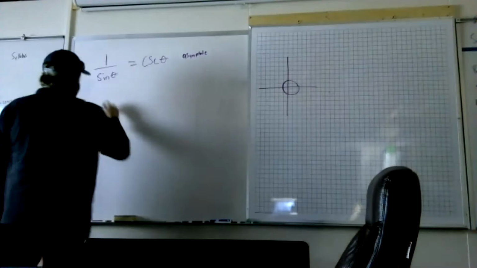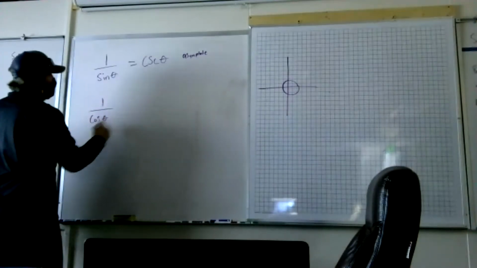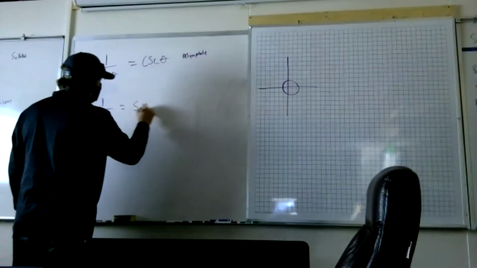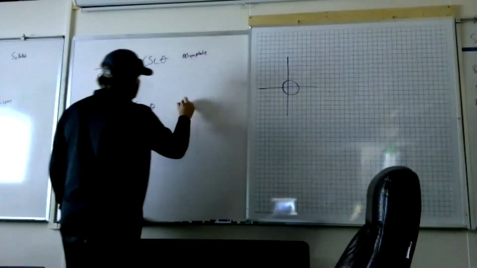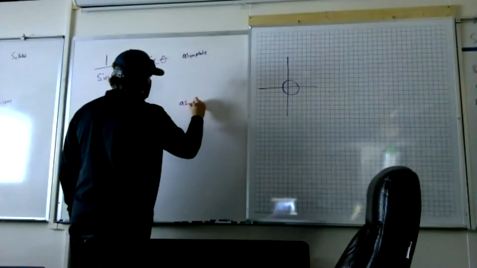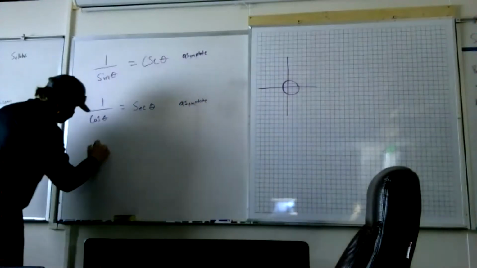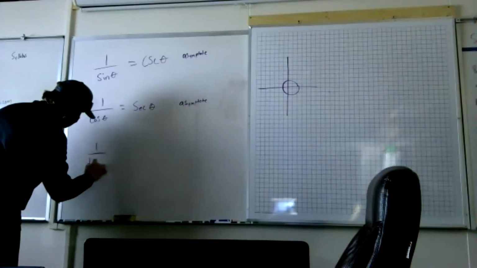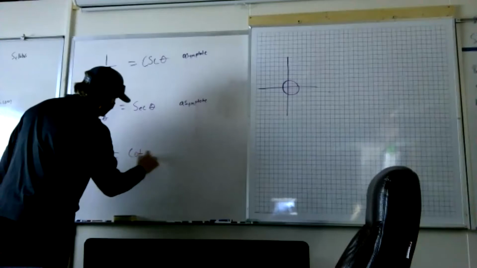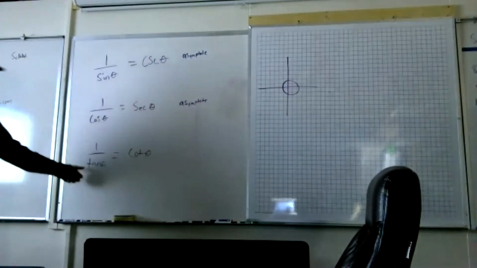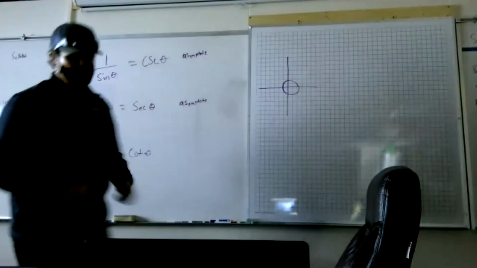Okay, if I'm looking at the secant function, that's 1 over the cosine of theta, which is equal to secant of theta. So wherever I had an x-intercept for cosine, I now have an asymptote. Okay, cotangent of theta is 1 over the tangent of theta. So wherever I had an x-intercept for tangent, I now have an asymptote.